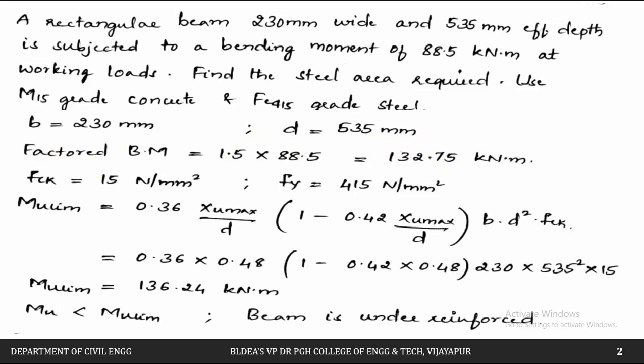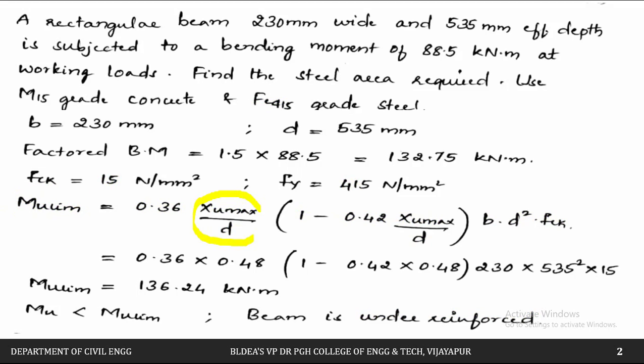So fck is 15 and fy is 415 Newton per mm square. Next we will calculate the limiting moment. From this we can tell whether the beam is over reinforced or under reinforced section. The limiting moment formula is 0.138 fck bd square. Or you can use 0.36 xu max by d into 1 minus 0.42 xu max by d, into bd square fck. If you simplify this, for steel grade Fe415 you will get 0.138 fck bd square. So if you substitute, you will get the answer.